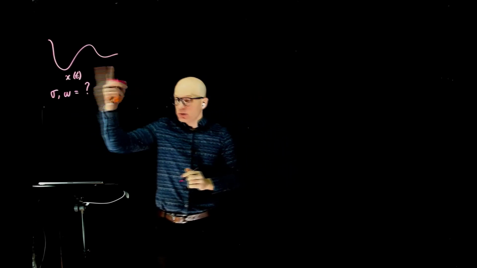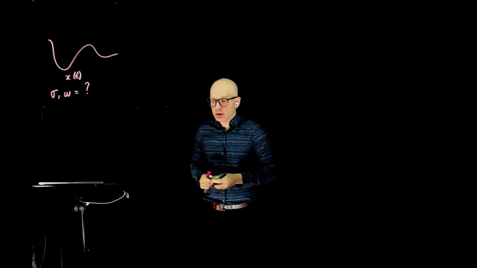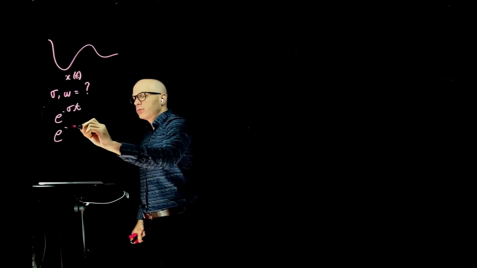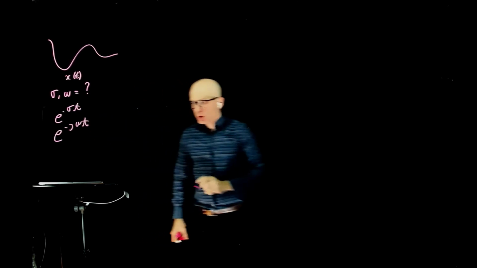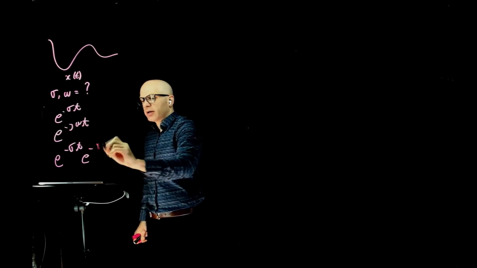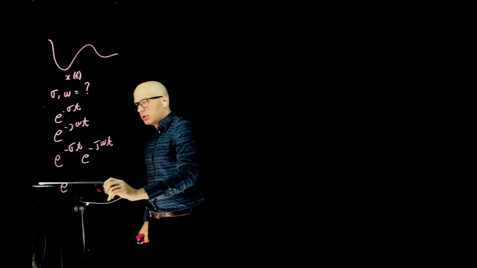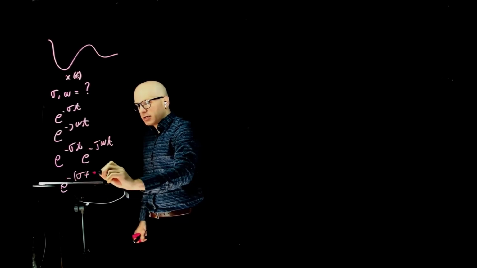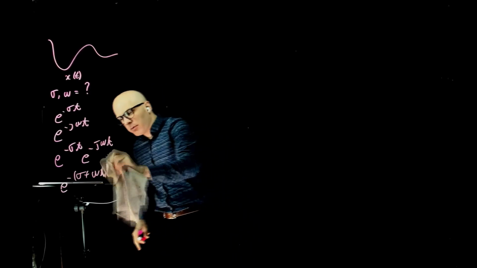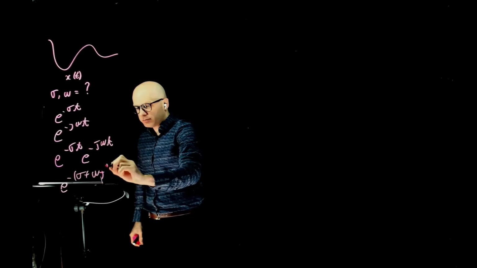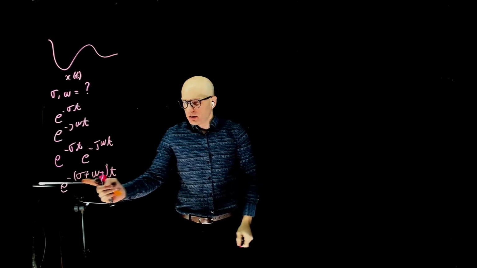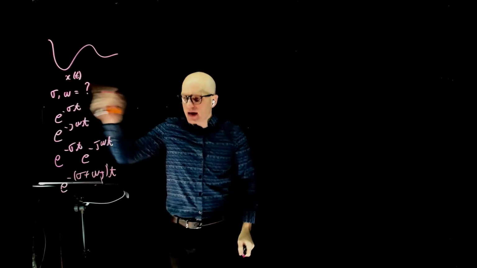Why sigma and omega? Because we know that if this is the solution to a differential equation, then x of t can only be exponential or sinusoidal, or a combination of them. Exponential of negative sigma t, exponential of negative j omega t, which gives exponential of negative sigma plus omega j times t. These are the only possible solutions to this differential equation. Our job now is to find omega and sigma that will recreate x of t precisely.